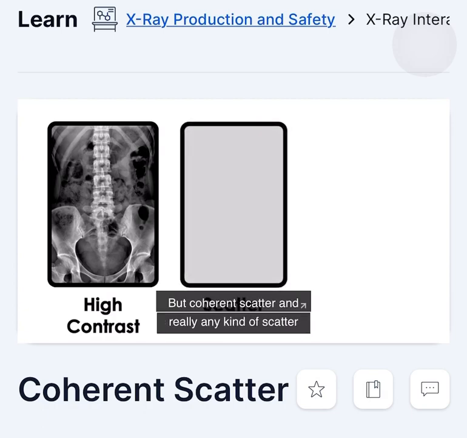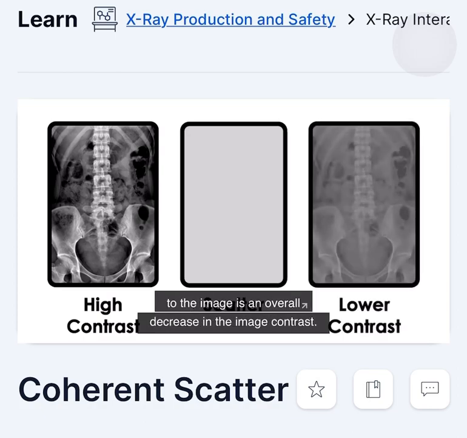But coherent scatter, and really any kind of scatter, simply adds meaningless noise to the image. This noise is no longer in line with any particular part of the anatomy. It just randomly adds areas of darkness throughout the image. The result of this scatter added to the image is an overall decrease in the image contrast. The image just looks more gray. And so coherent scatter and also Compton scattering do this to the image.